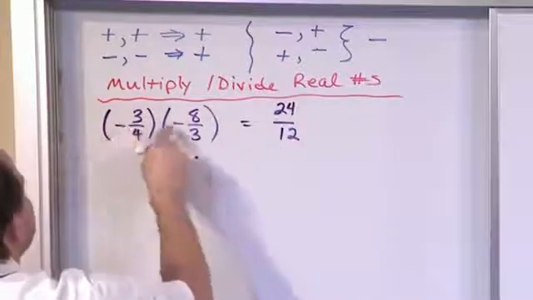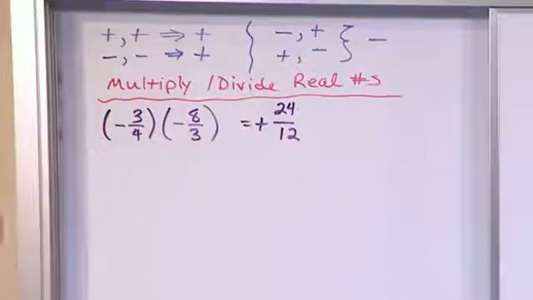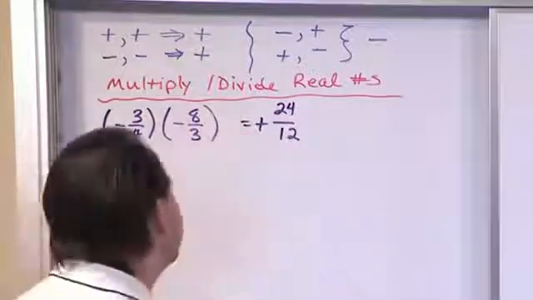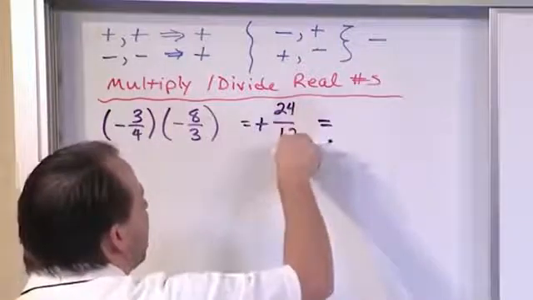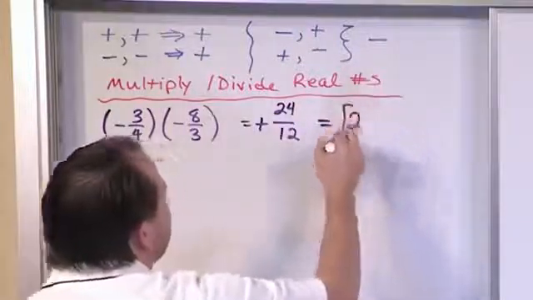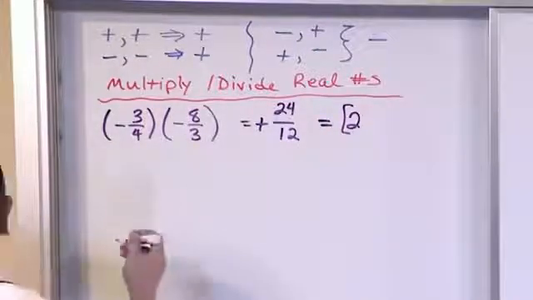We have the same signs here, both negative signs, so the answer is going to give us positive. Now that is the answer, but then we can look and always simplify this. Don't forget fraction is the same thing as division. So 24 divided by 12 is just 2, and that's the answer. All right, let's go to the next guy here.